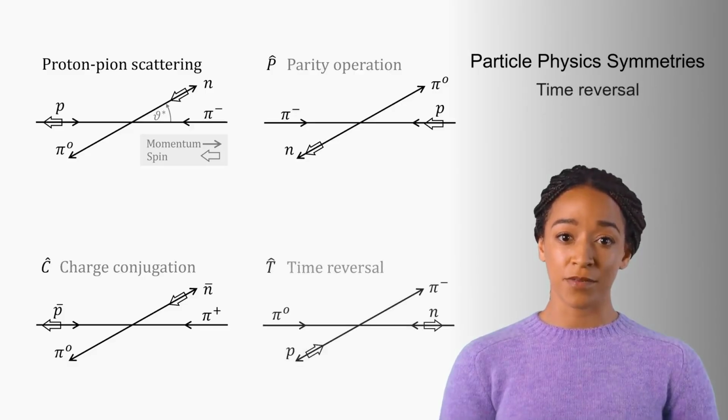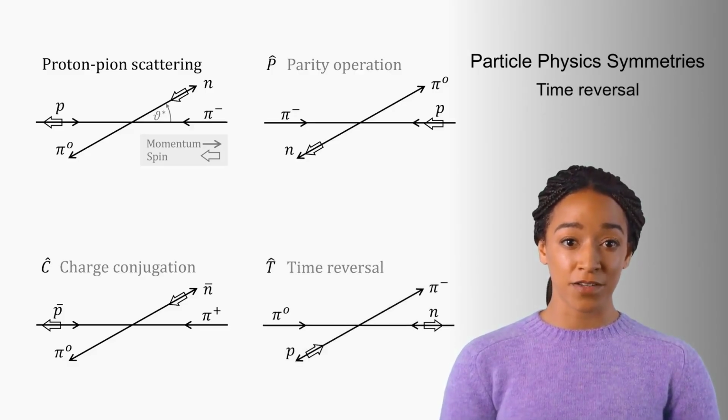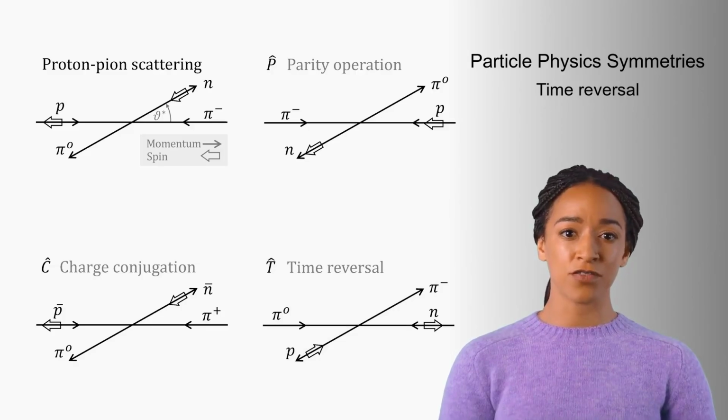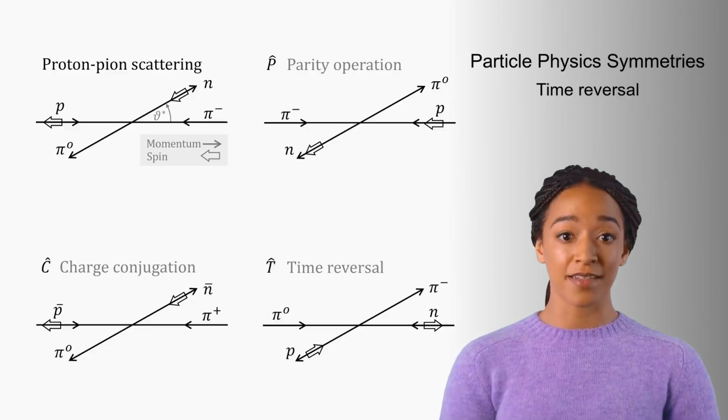Finally, time reversal. The process runs backward. Incoming and outgoing particles are exchanged. A neutron and a neutral pion pi0 enter, and a proton and a negatively charged pion exit. This process exists in all three interactions.